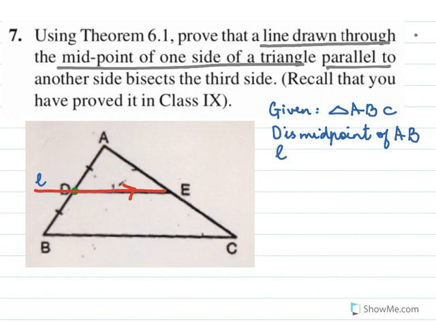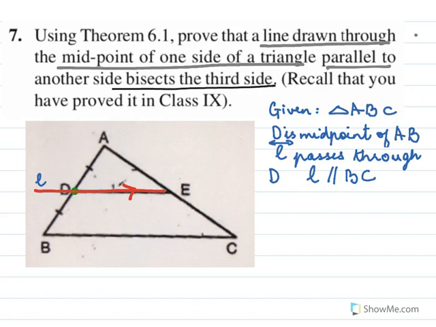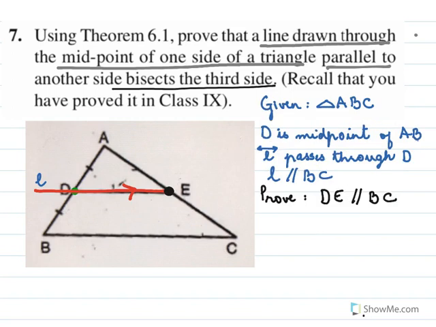We mark this line as L. So L passes through D and L is parallel to BC. Now what we need to prove is this part. It bisects the third side. To prove it bisects means it cuts the third side into two equal parts. In other words, we have to show that E is the midpoint of AC.